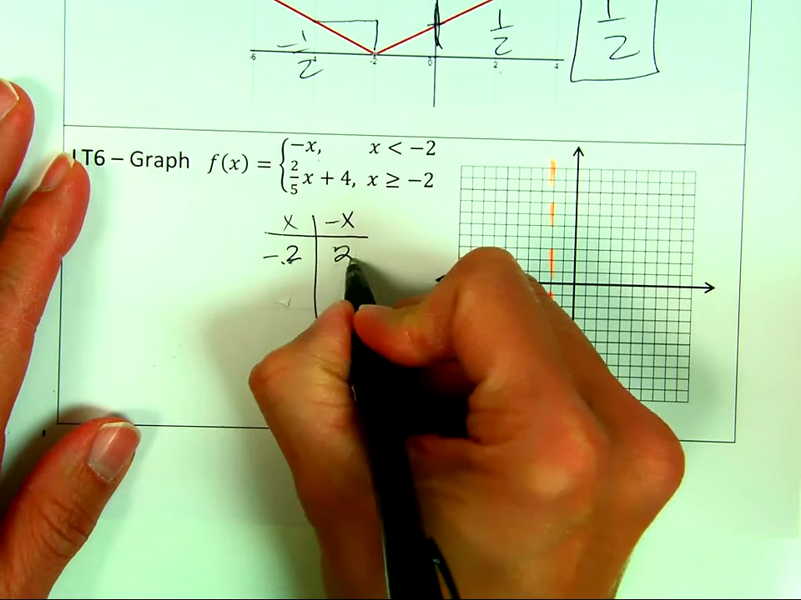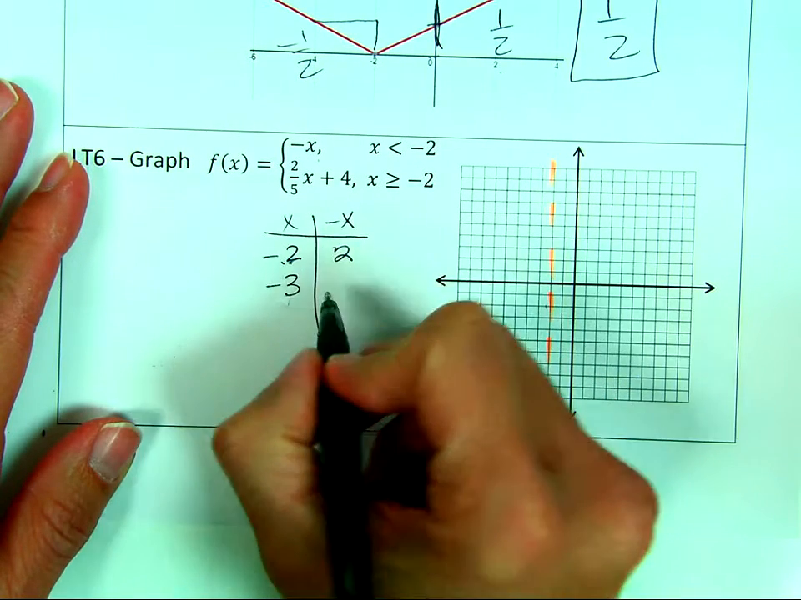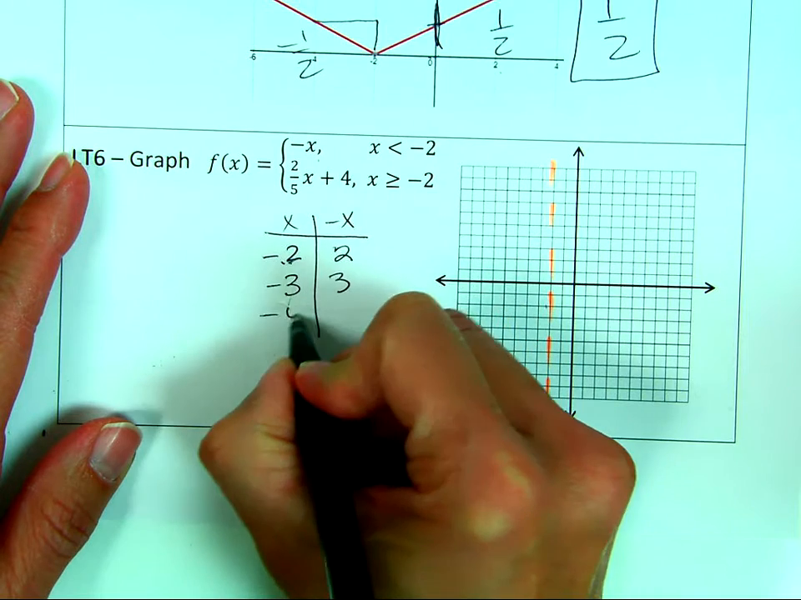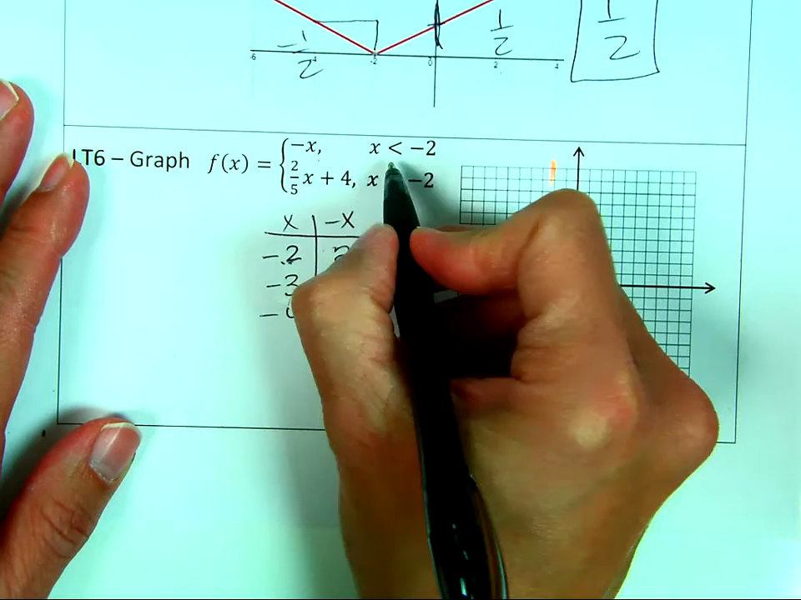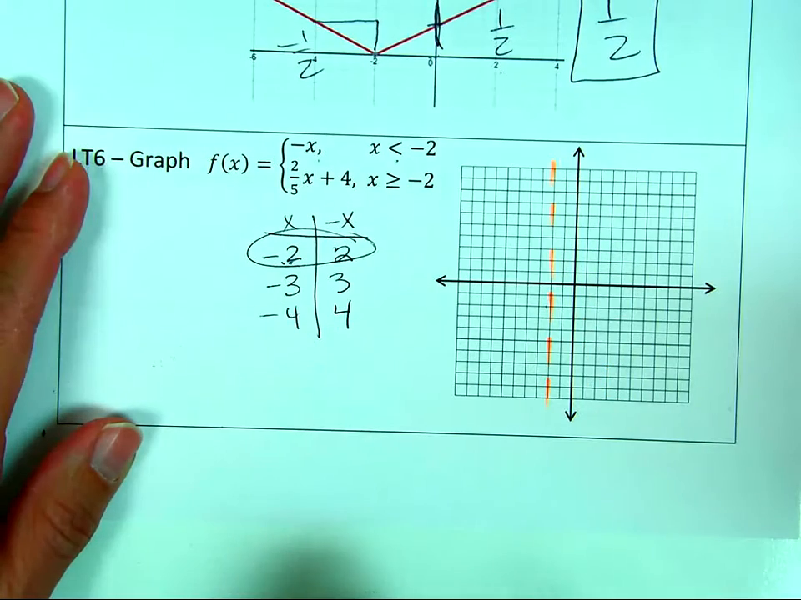So what's the opposite of -2? 2. Okay, so how about -3? What's the opposite of -3? 3. What's the opposite of -4? 4. Knowing that it's an open circle, that one's going to be an open circle. So I go to -2, 2.